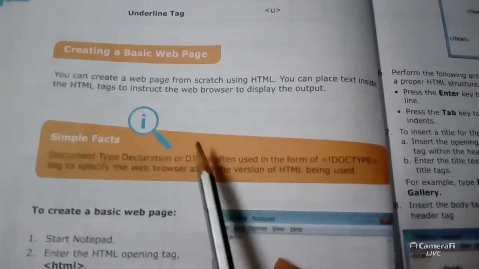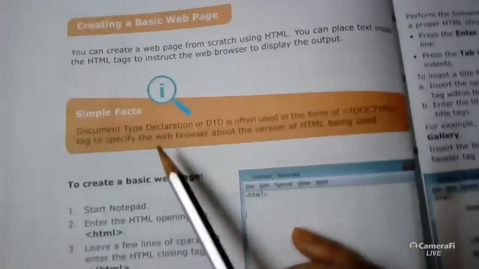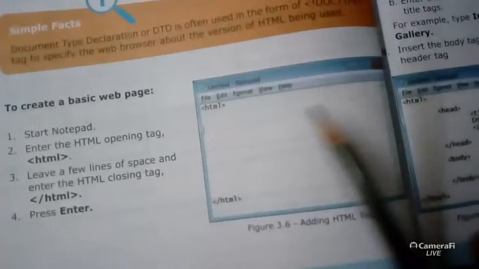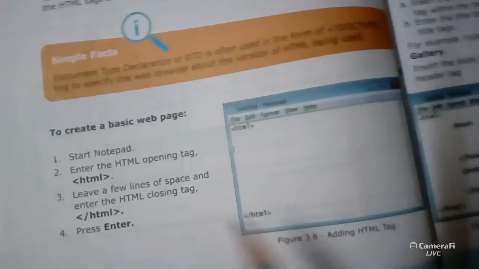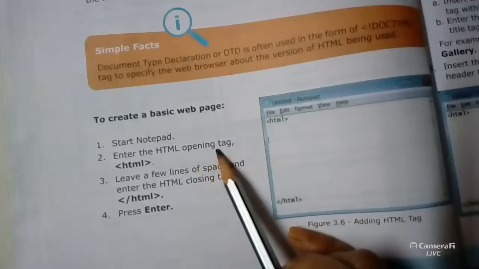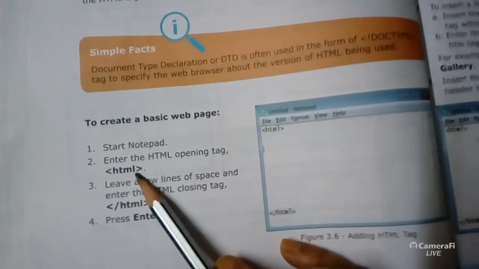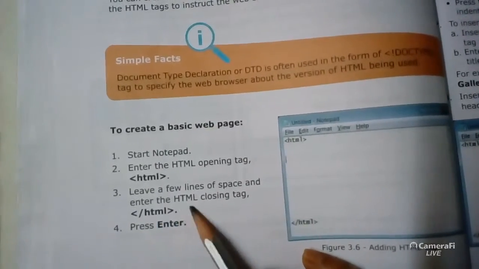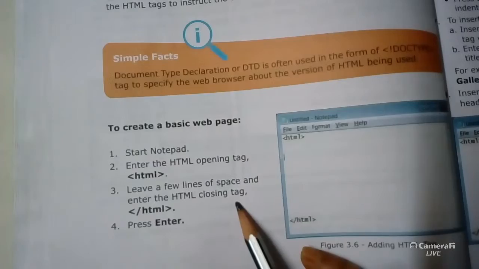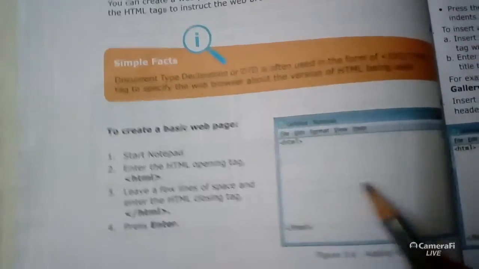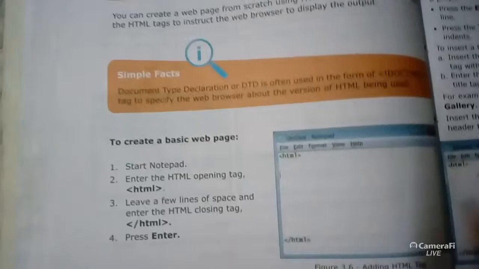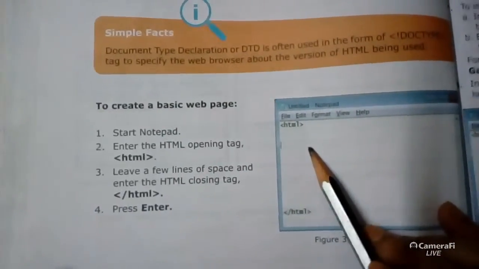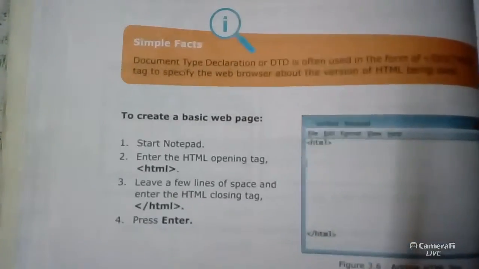In the web browser, first you have to open a notepad. This is the notepad window. Okay, then enter the HTML opening tag, that is <html>. Leave a few lines of space and enter the HTML close tag </html>. Then press enter. That means here html, then head, then title, then body, then close.